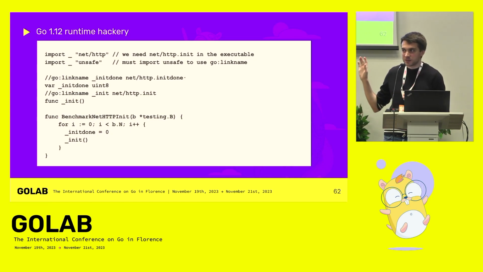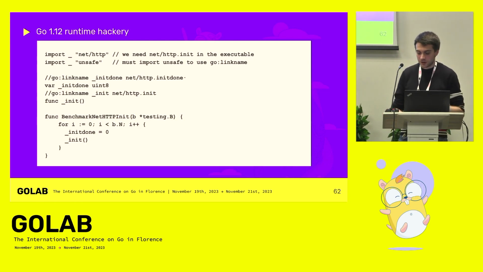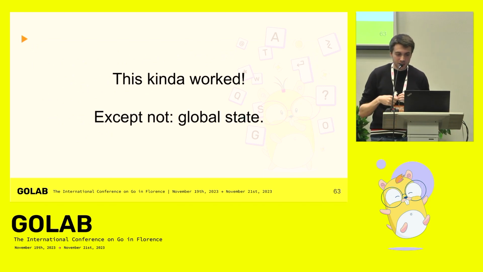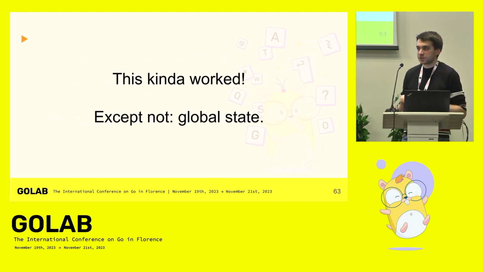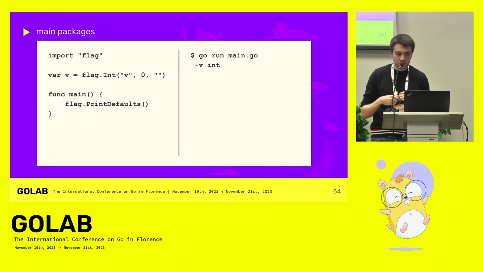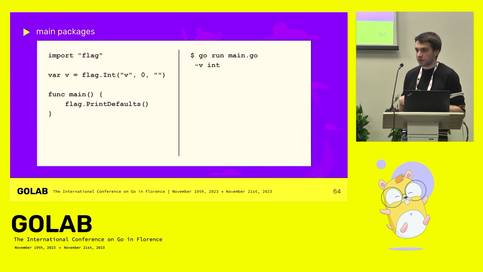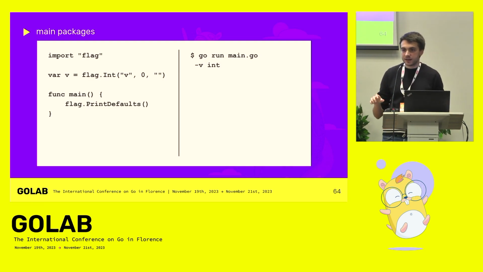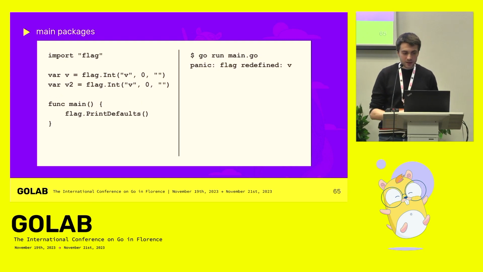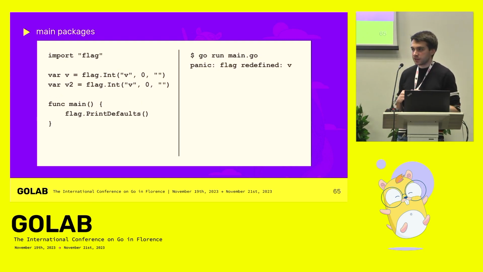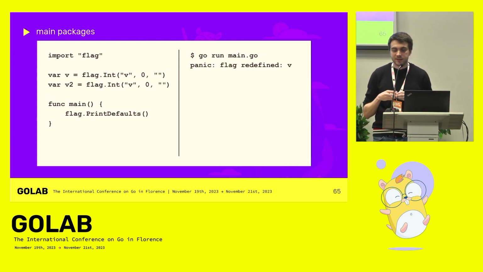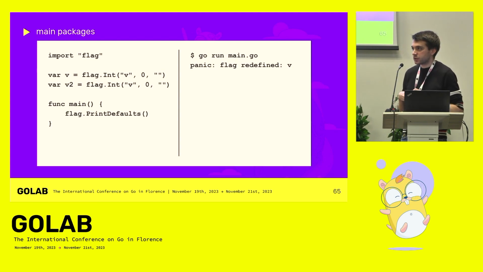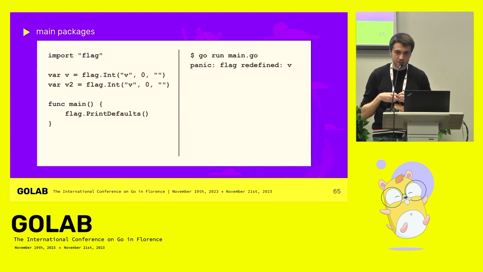I mean, go:linkname is bad enough as it is. But you might be thinking why this doesn't actually work in practice. And the reason it didn't work is global state. And I'm going to show you that same example with flag that I showed you earlier. When I do flag.Int, this adds state to the flag package, right? In this case, it declares a flag. If I try to do that twice, even if I use a different variable in my package, that panics in flag, because flag doesn't let me redeclare the same flag twice.